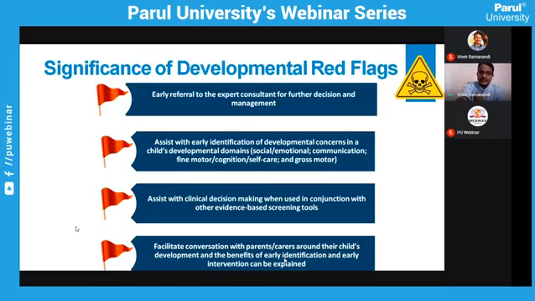When we want to talk with them, we want to explain to them about the situation, the risk factors, and how we are going to plan. We can use these red flags so that the benefits of early identification and intervention can be easily explained to them.